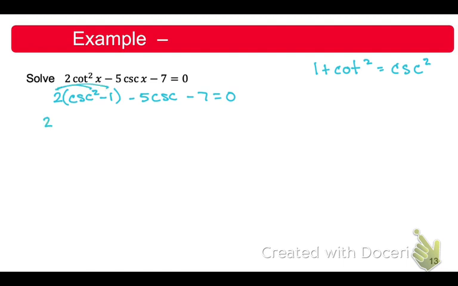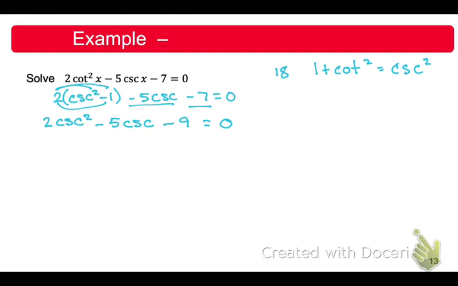So I get 2 cosecant squared minus 2, but we're going to do that in a second. Minus 5 cosecant, and then minus 2 minus 7 is minus 9, equals 0. So I need factors of 18 that have a difference of 5. No, wait, there aren't any. So I have to use the quadratic formula.